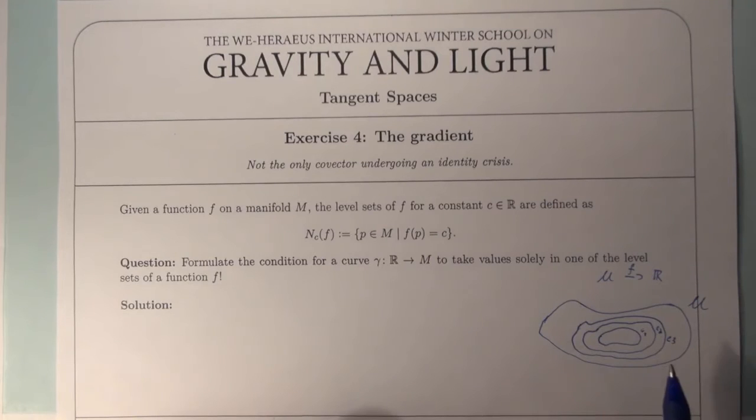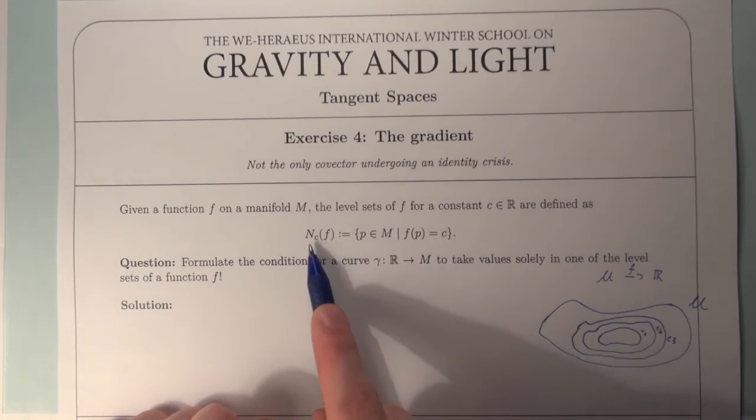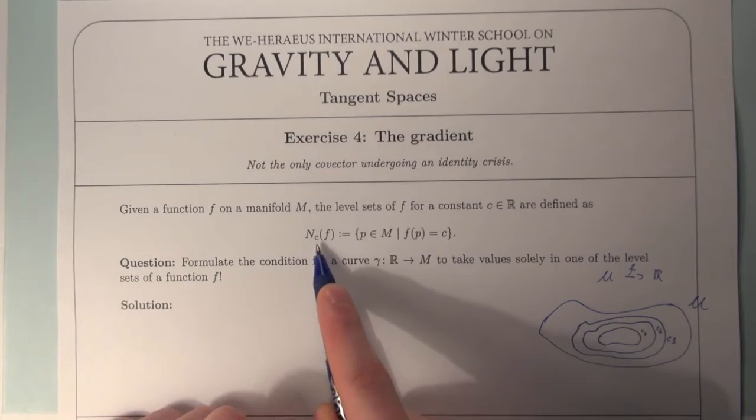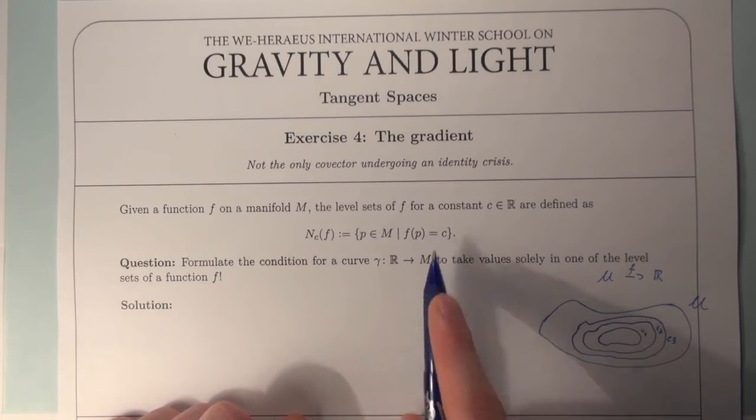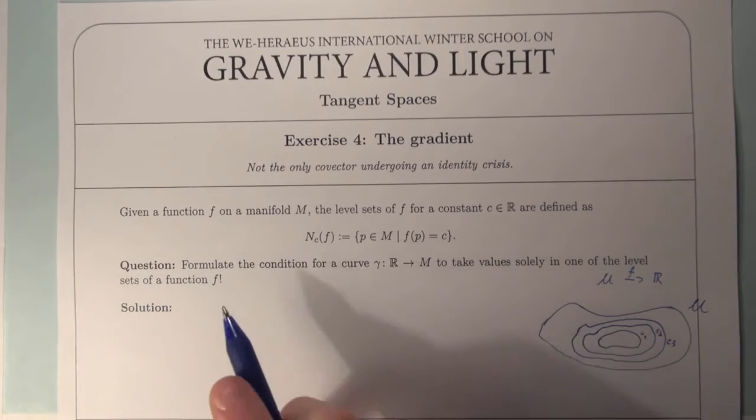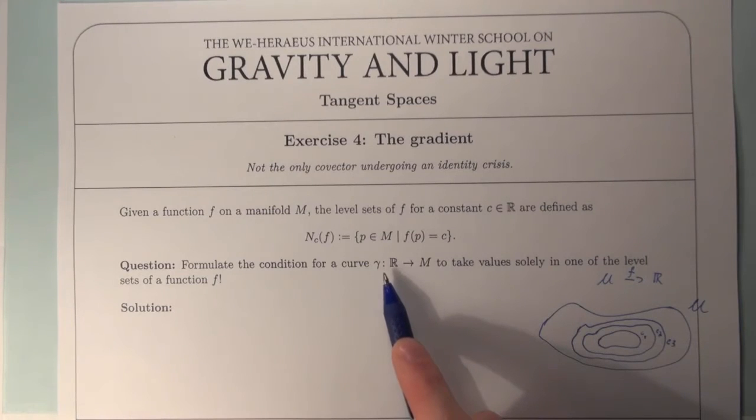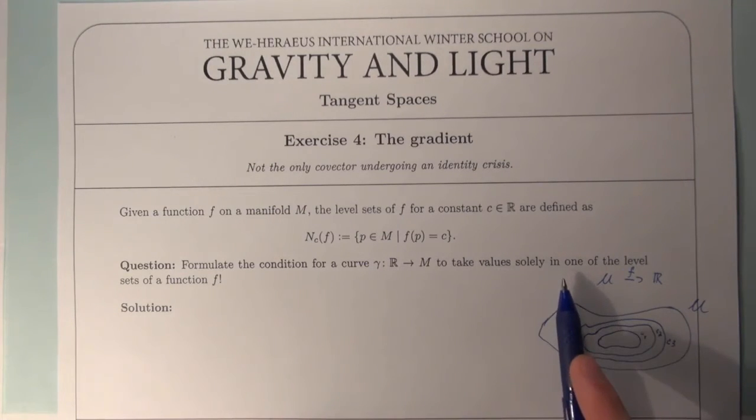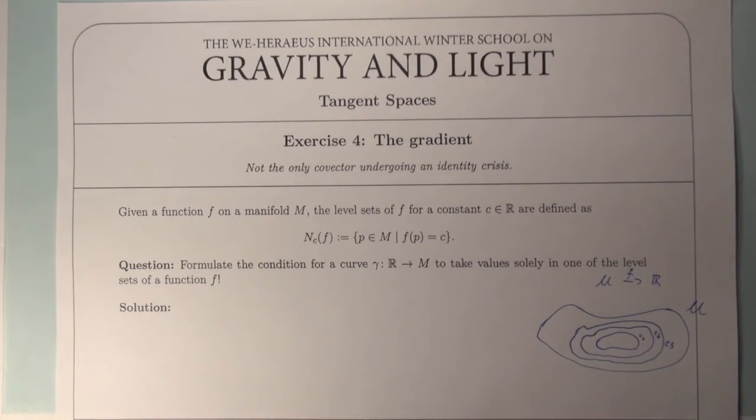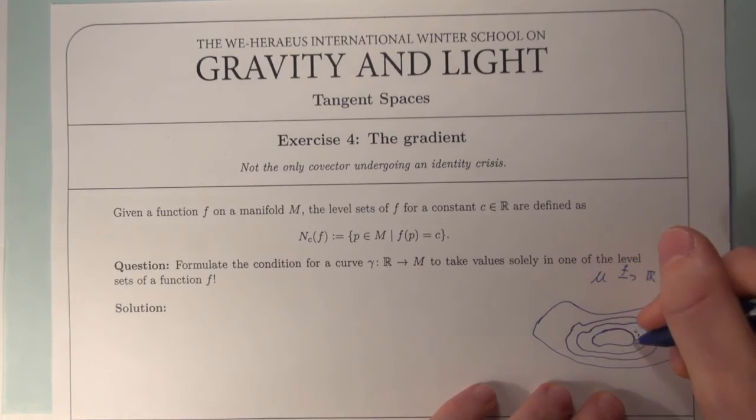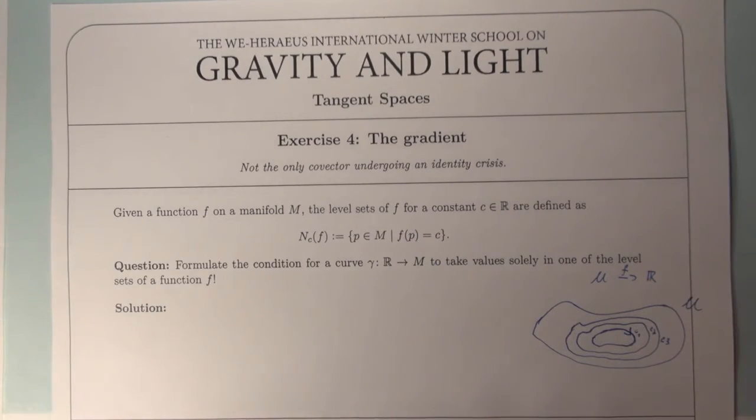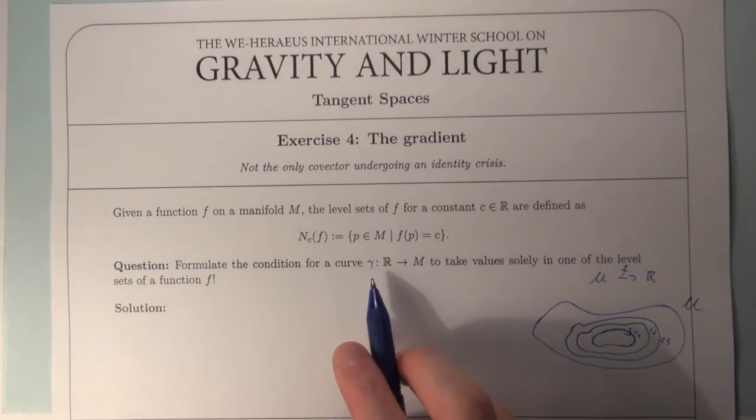And these sets are defined like this. A level set for a constant C is defined by all the points P in the manifold at which the function takes this value C, like I drew it here. Now the question is to formulate the condition for a curve gamma to take values solely in one of the level sets of a function f. So we want to formalize this intuition that a curve gamma only remains, for example, in this first level set C, goes maybe like this. Well, what does this curve gamma have to fulfill?